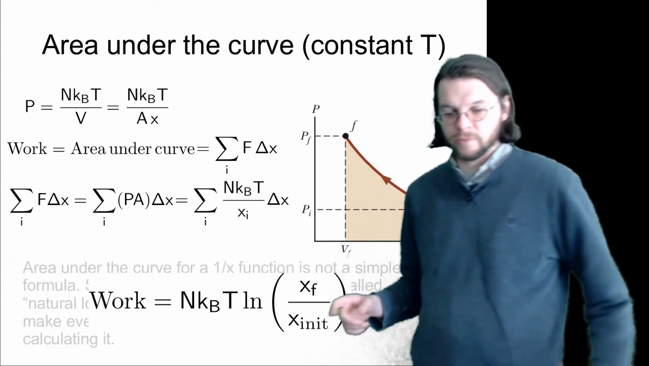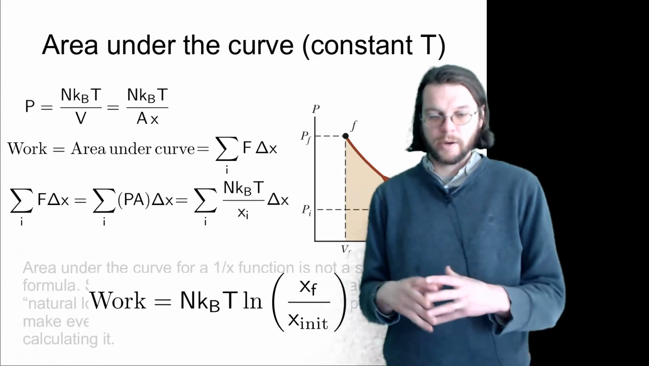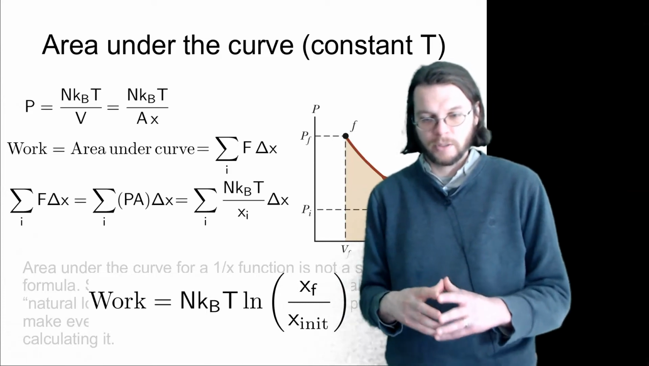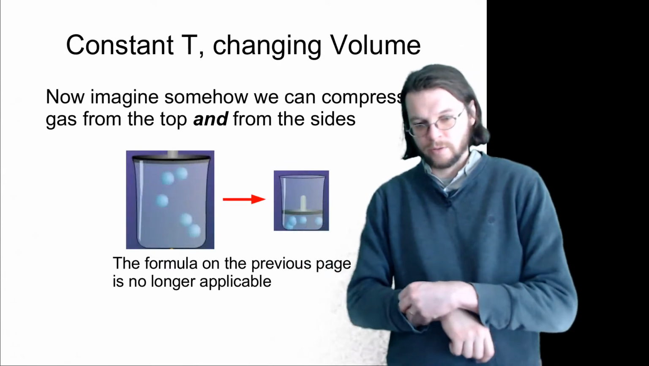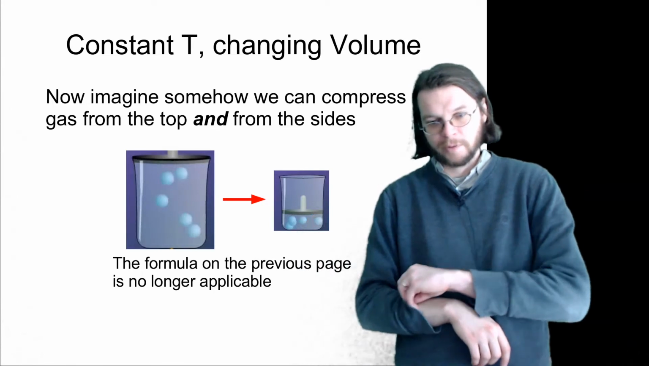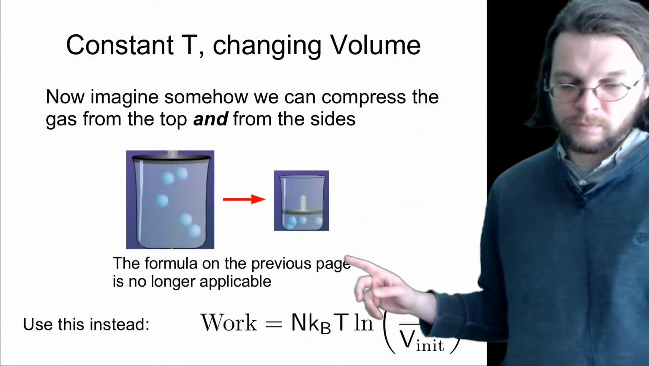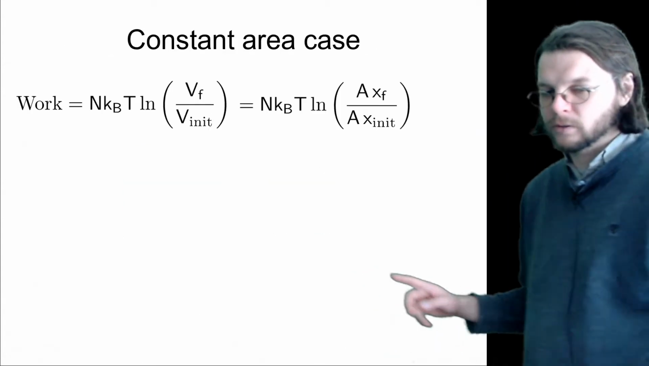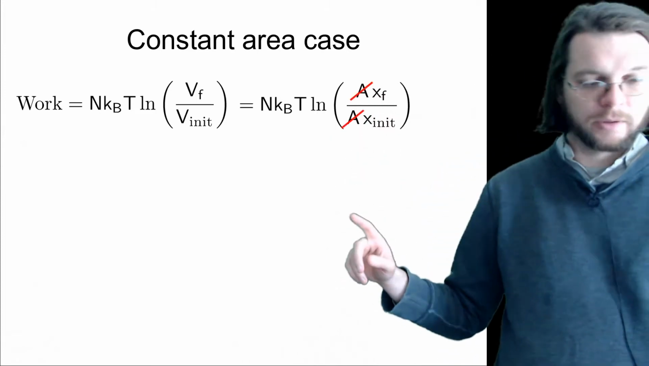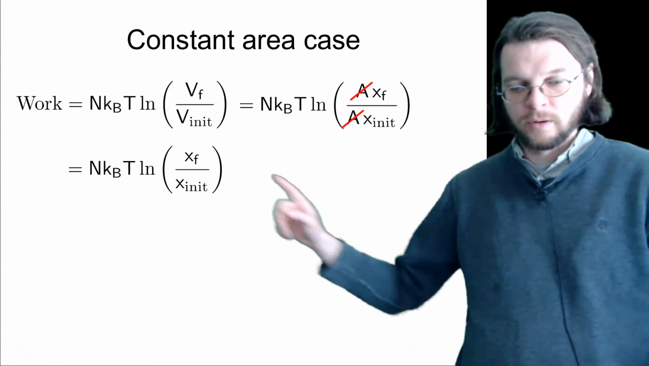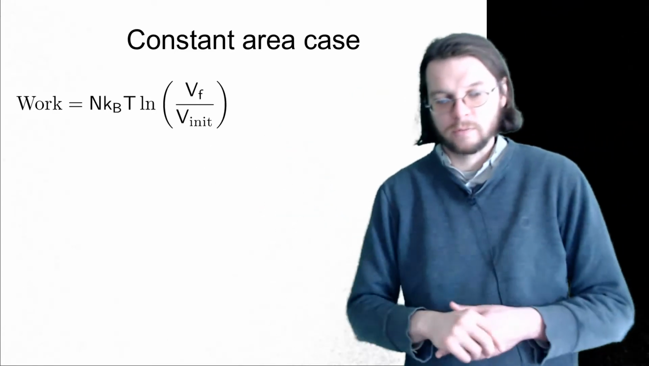So this is specifically for some container where the container's not getting any wider or smaller, which is probably true for most containers. In principle, if somehow this thing could shrink in all the directions, there's got to be some sort of application where this could happen. Well, then you can just say that it's the change in volume. And the reason you can do that is because, if you multiply A on the top and A on the bottom, this very quickly becomes a change in volume. So anyway, this is the most general formula for the work done.